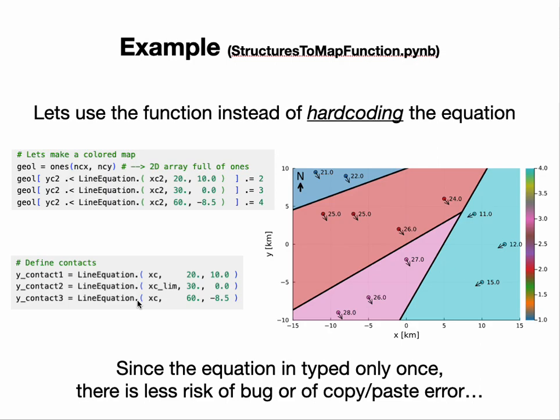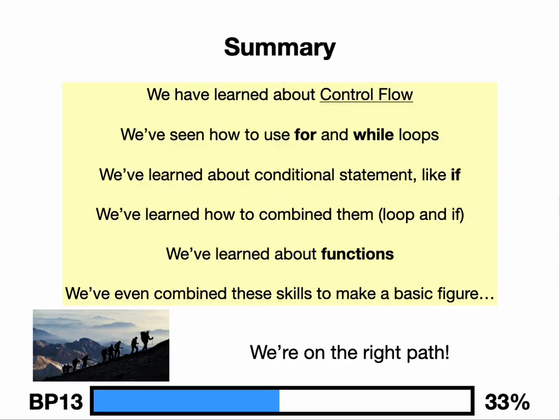And you can give it a try. You can check the file which is uploaded on OLAT, and you will see that you get exactly the same result. So that's one example of usage of a function applied to the exercise we did together. The advantage here is that since the equation is typed only once, there is much less risk of making a bug or a copy-paste mistake. So that's it for functions.